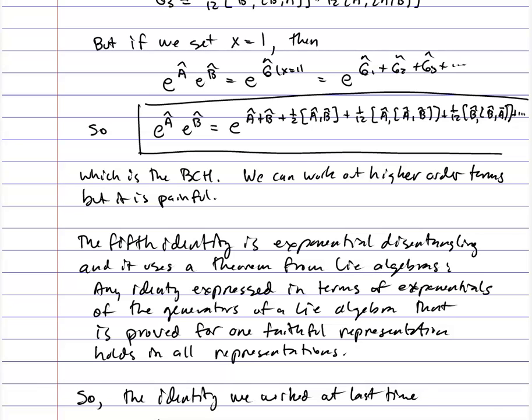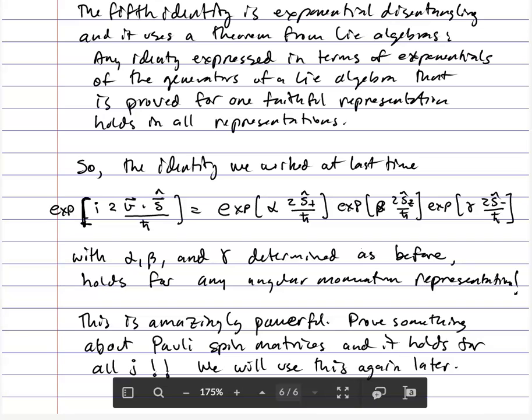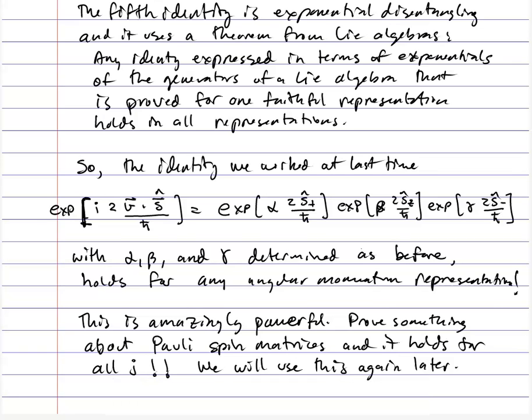All right, so now we're going to just talk about our fifth identity. That's the exponential disentangling identity that I introduced you to in the first lecture using the Pauli spin operators. The thing that is a miracle about this is it uses a theorem from Lie algebra. And the theorem from Lie algebra, which we're not going to prove, I'm going to just tell you what it is. It says any identity expressed in terms of exponentials of the generators of a Lie algebra that is proved for one faithful representation holds for all representations.